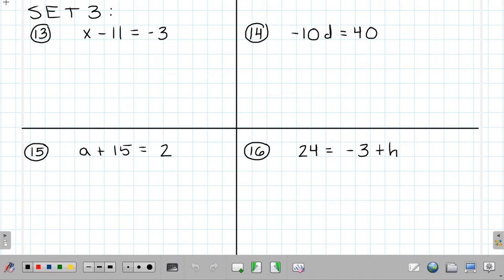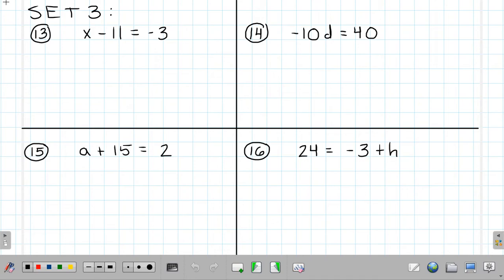I am going to go through these a little bit quicker because, once again, double check, but just make sure you get the same answer that I do, and that you're doing the same operation. So meaning if I add 11 to both sides, make sure you're adding 11 to both sides. If I divide both sides by negative 10, make sure you're dividing both sides by negative 10. Because it's the steps that matter. It's not so much the numbers that you get.